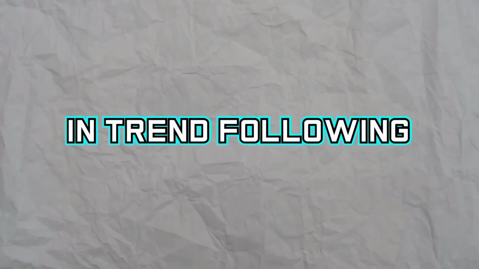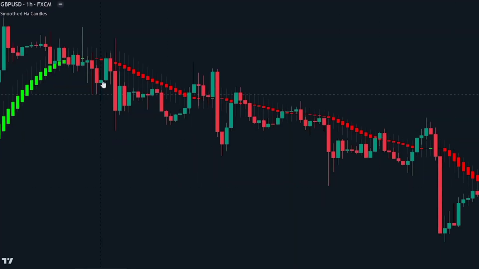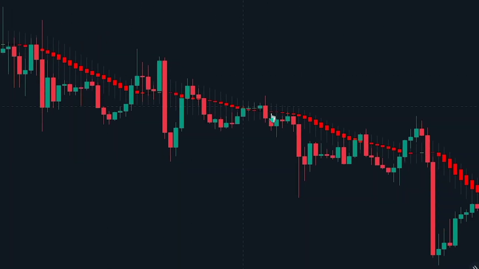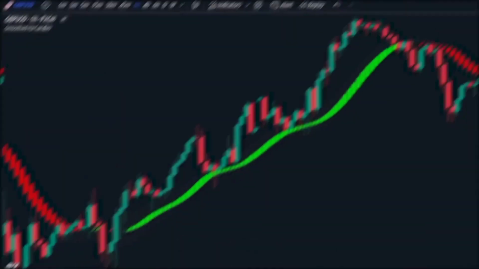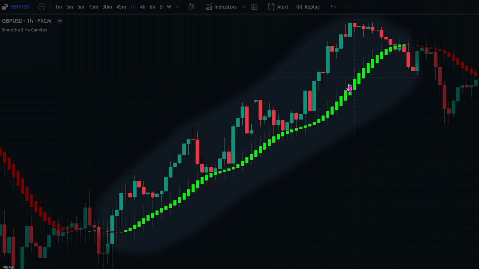Besides trend reversal trading, the indicator can also be used in trend following strategies. This is because the smooth candlesticks can act as dynamic support and resistance zones. In this example, we can see that during the downtrend the price frequently moved up to the smooth Heiken Ashi candlesticks before rejecting them and continuing in the downward direction. In this case, we see that the market is currently in an uptrend because of the green smooth candlesticks.